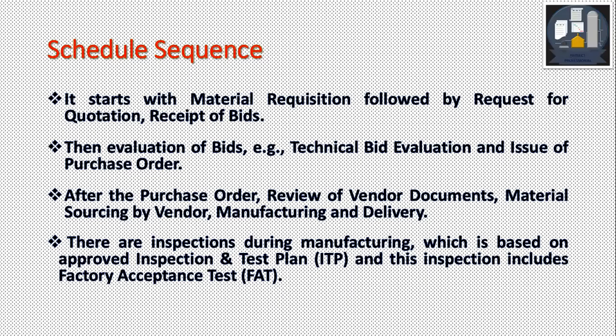In between there is an inspection. There are inspections during the manufacturing, which are based on the approved inspection and test plan (ITP). And it depends upon the inspection. There are third parties also assigned for the inspection because the manufacturing happens at different places. Then factory acceptance test. But for the factory acceptance test, generally the client themselves go and witness it. And this is the last one before the dispatch for delivery.